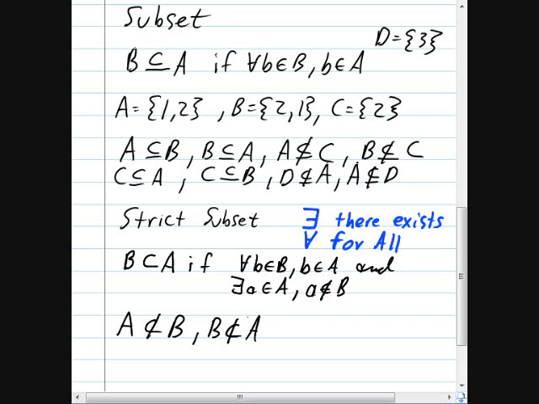What about C? Is A a strict subset of C? No, it's not. It's not even a subset. But is C a strict subset of A? And the answer is yes. And let's look at why. Every element in C can be found in A. C contains the element 2, and 2 can be found in the set A. And A contains something which cannot be found in C. It's the element 1. 1 cannot be found in C. Therefore, C is a strict subset of A. Likewise, C is a strict subset of B.